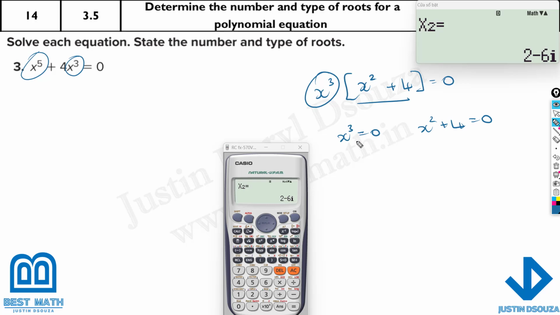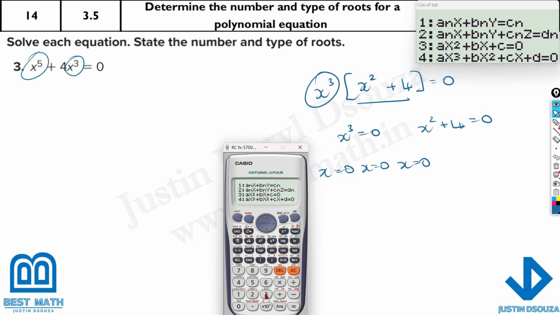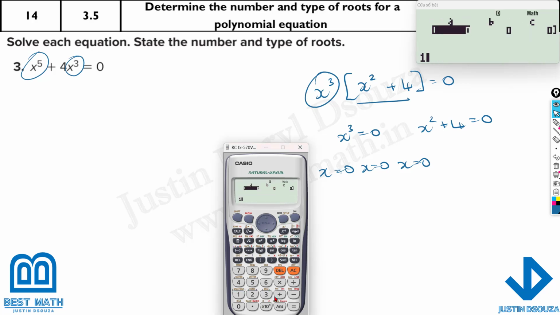So how many total zeros are there here? Now this is a cube, so that is basically x is equal to 0, x is equal to 0, x is equal to 0. There are three roots here because it's repeated thrice. We have power 3. What about this other one? You can use mode 5 and 3. Now let's type it out. 1, 0 because there's no x term, and then we have 4. There are two imaginary roots. So there are three real and two imaginary.